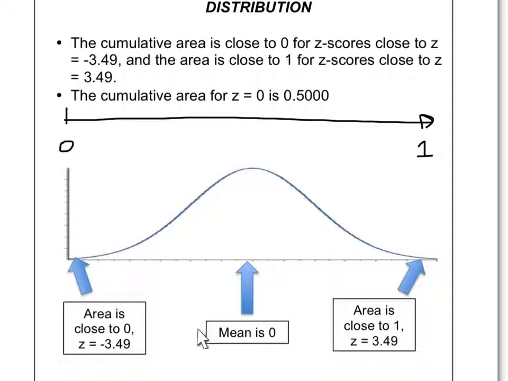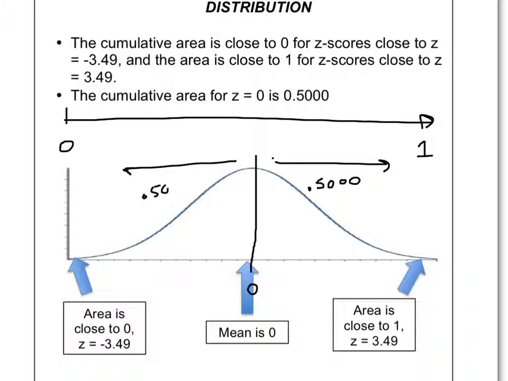0, which is the mean, is exactly in the middle. Let's redraw that line here. My mean is right here, that's 0, which means the cumulative area to the right of 0 is going to be half, or 0.5000. The cumulative area to the left of the mean is half, or 0.5000. So the cumulative area for a z-score of 0, which is exactly in the middle, is going to be half.